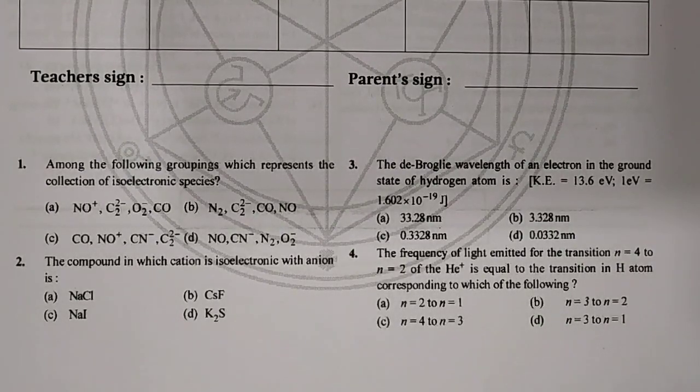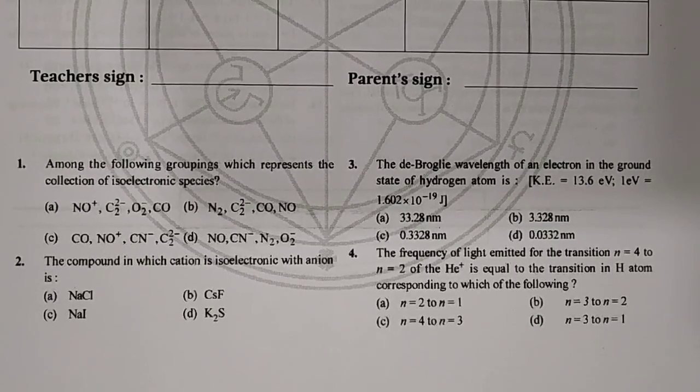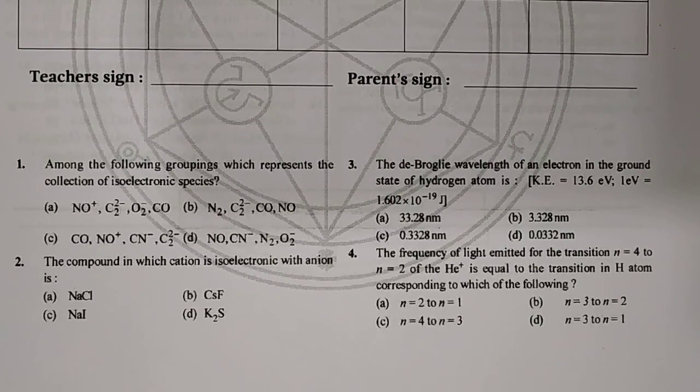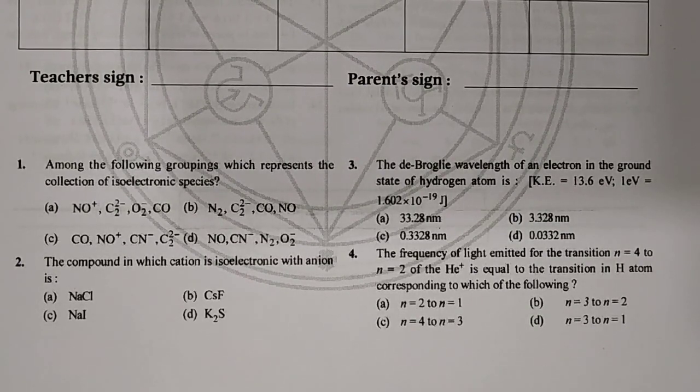Question number 2. The compound in which the cation is isoelectronic with anion. Once again, cation is isoelectronic with anion. So Na plus, Cl minus, Cs plus, F minus, Na plus, I minus, K plus and S minus 2. So अब सभी के वैलेंस शेल के अंदर के इलेक्ट्रॉन काउंट कर लीजिए. And I think D Delhi is your right answer just because K plus and S minus 2. K plus 19 minus 1 is 18 and S minus 2, 16 plus 2 is equal to 18. So दोनों के केस के अंदर 18 इलेक्ट्रॉन हो रहे हैं, so that's why D Delhi is your right answer.